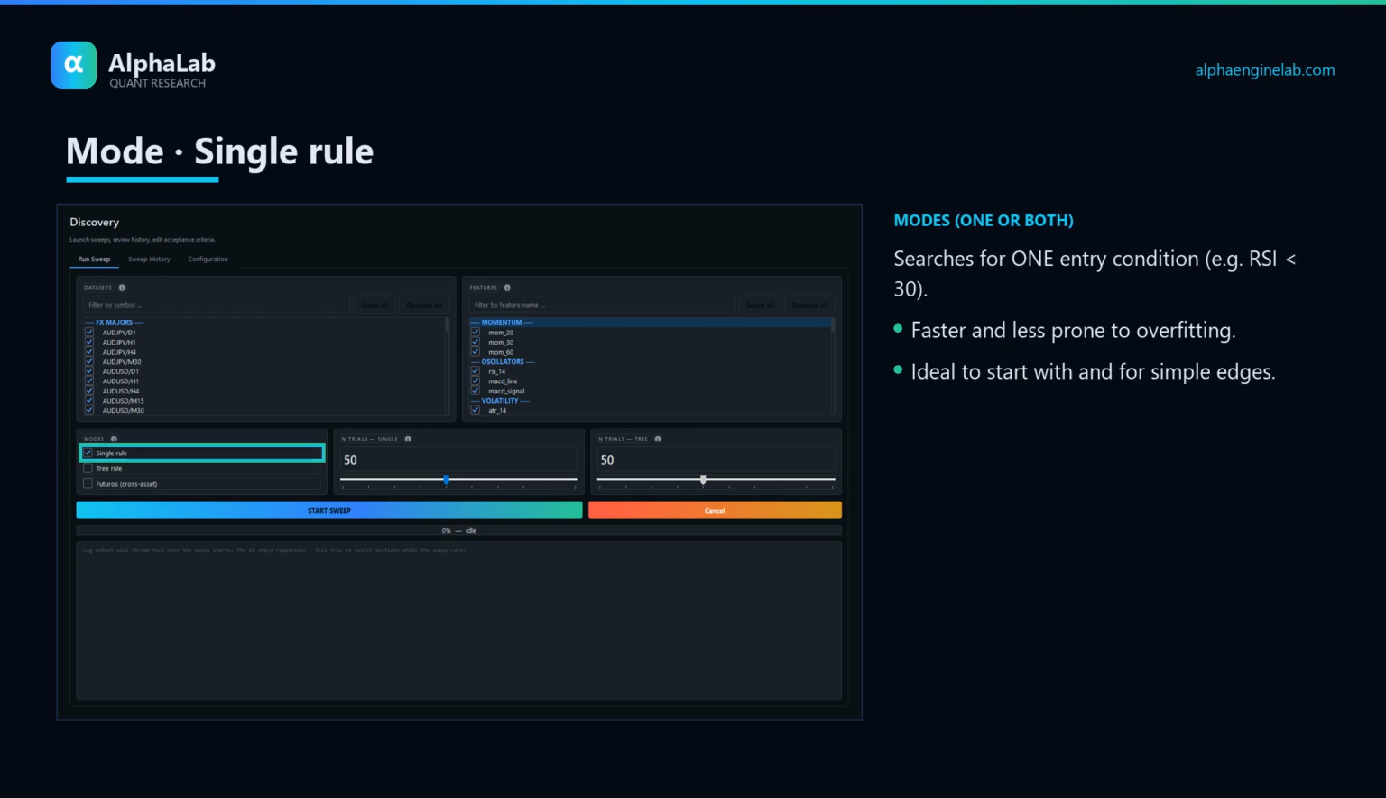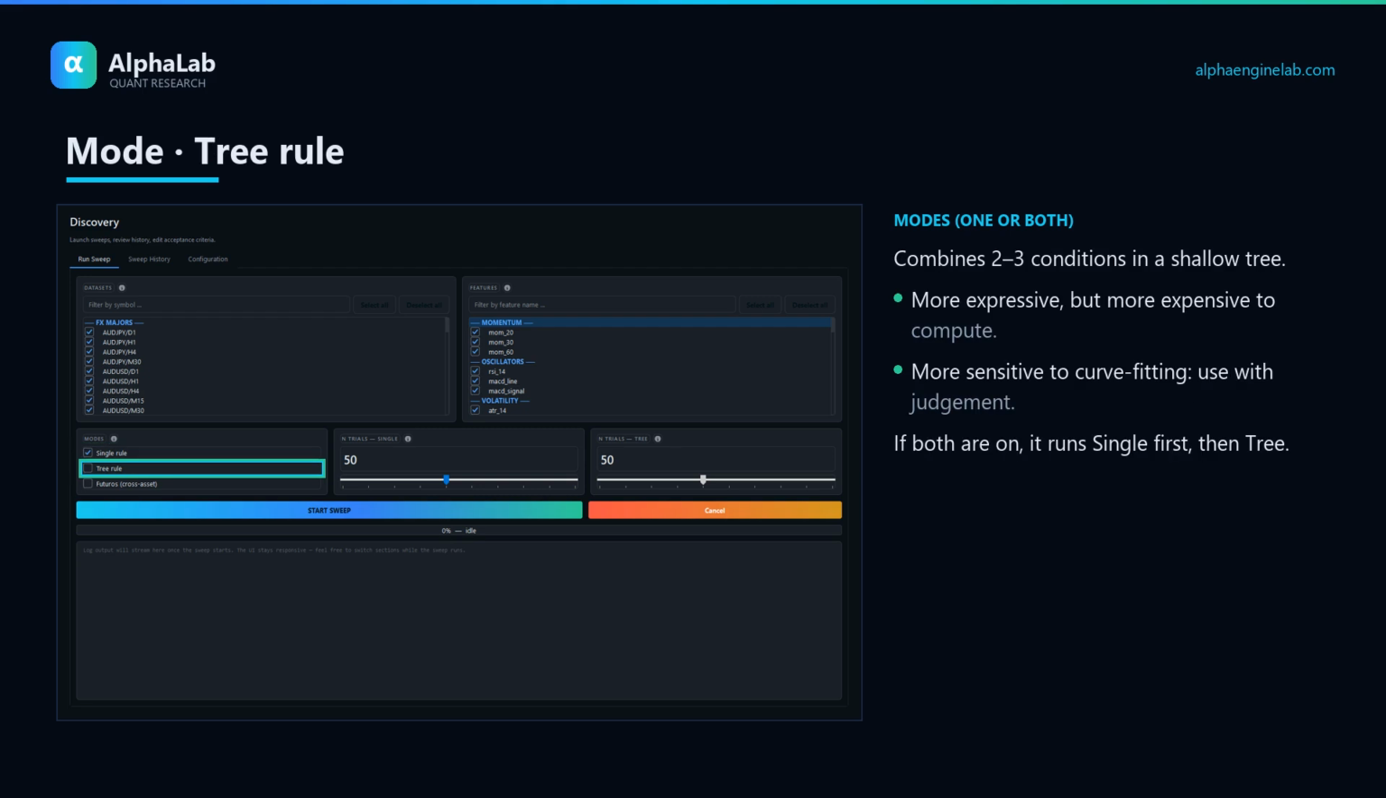Bottom left, you choose the search mode. You can enable one or both. Single rule mode searches for a single entry condition, for example RSI below 30. It's the fastest and the least prone to overfitting, so it's ideal to start with. Tree rule mode combines 2 or 3 conditions in a shallow decision tree. It's more expressive, but it costs more compute and is more sensitive to curve fitting, that is, to fitting the noise of the past. If you enable both modes, the search runs single rule first, and then tree rule over the same universe, each with its own number of trials.